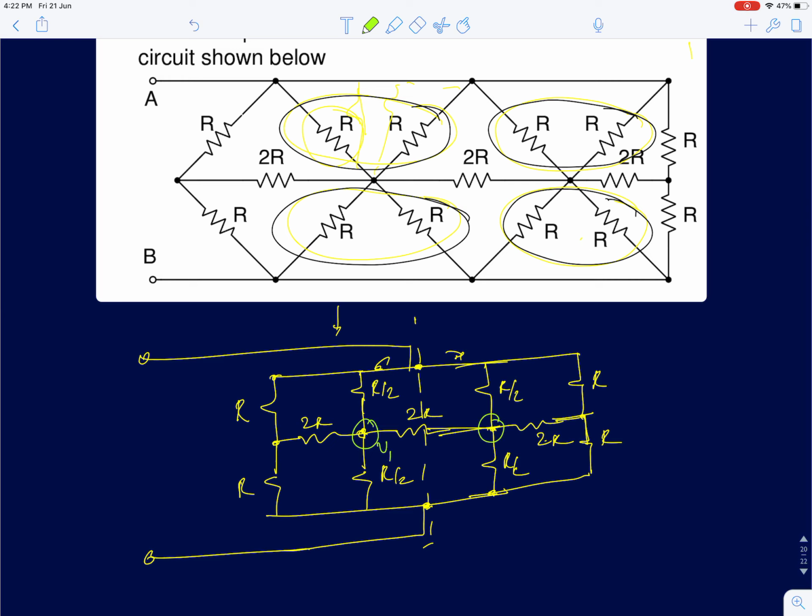If I call these V1 and V2, they are the same, so I can simply short these two points. Similarly, the voltage at this point and the voltage at this point are the same. I'll use V3 for this. V3 and V3, they both are at the same potential, so again I can short these two points.